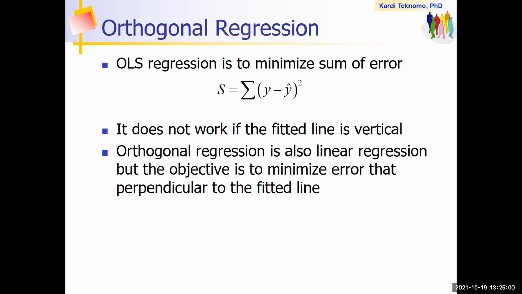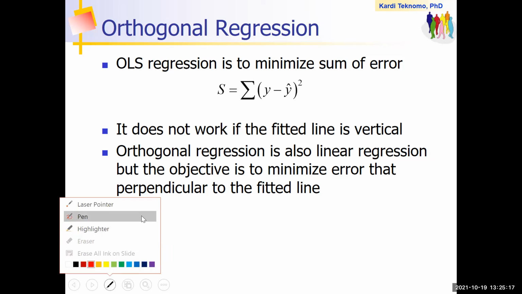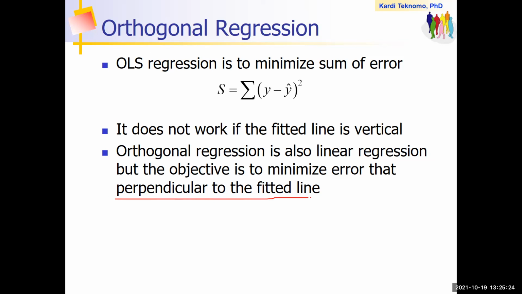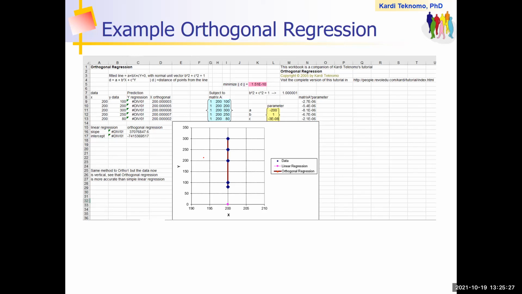The problem with this model is it doesn't work if the line is actually vertical. So to overcome this problem, you can also use what is called orthogonal regression. Instead of vertical error, now the error is perpendicular to the fitted line. The important part here is the perpendicular of the fitted line. This is an example I also did using Excel. If you use only linear regression, you cannot do it because it's vertical. But using orthogonal regression, you can. How to do it? The same, using a generalized inference.